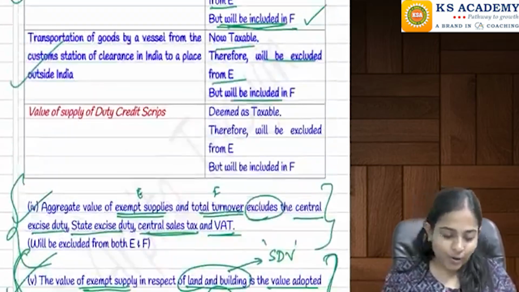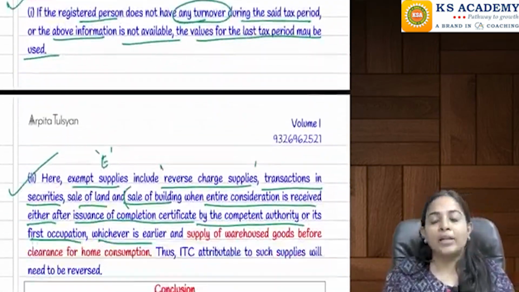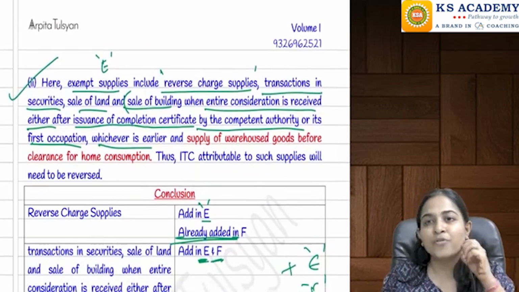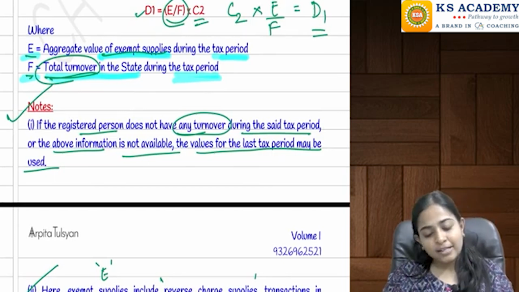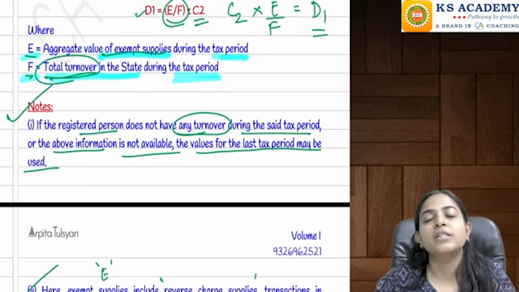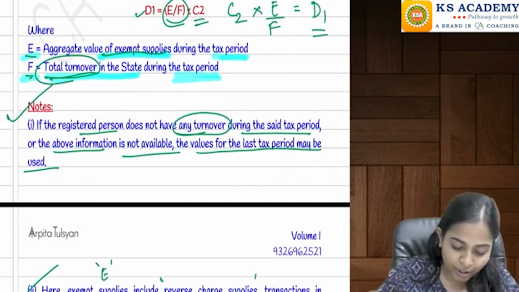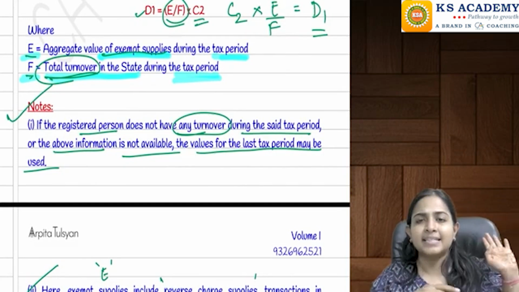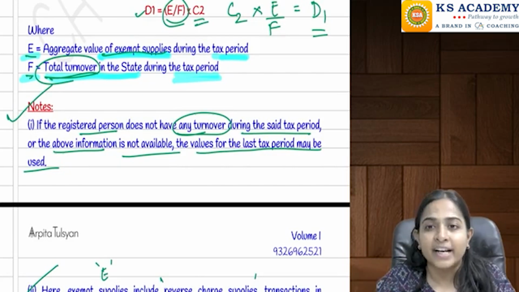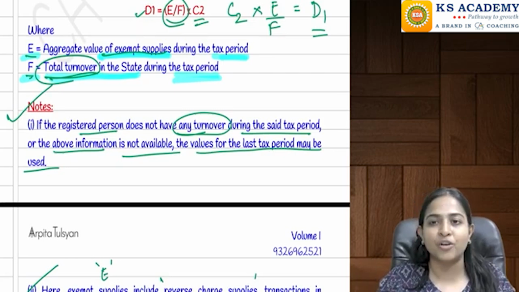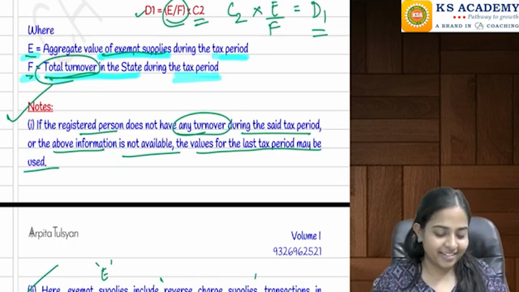Yes. Okay, this was all about your Rule 42, and in that we have to do two things here: how to calculate E and F. What was E? E was your exempt turnover. And F was your total turnover of that particular state. First of all, if this exempt turnover or this total turnover is not available for that particular tax period, then they are telling, please go to the last tax period, last month or last quarter, as the case may be. You take the figures from there. We are not at all worried. Why are we not worried even if you are not taking the actual figures? Because anyway, at the end of the year, you will be doing the full year calculation and doing the adjustments, right?